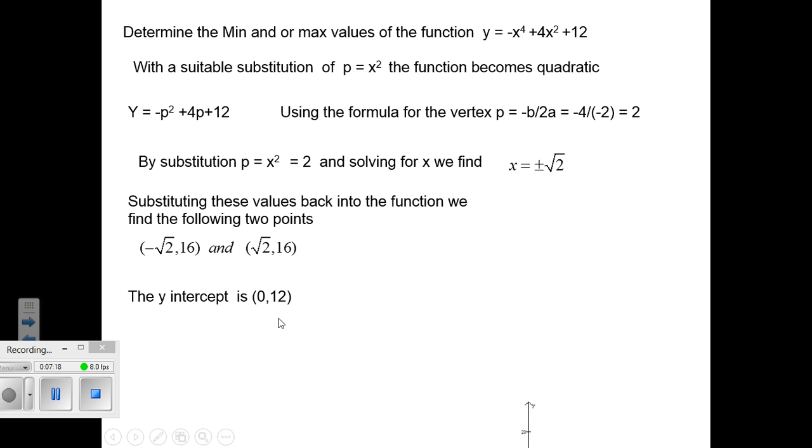The y-intercept is 12, and look at the graph. Here it is. Here's the y-intercept. Here's the radical 2, 16. Here's the negative radical 2, 16. We already know, at least we should recall, that this function had symmetry just by the even powers of x. We temporarily treated it quadratically so we could find out that the vertex in terms of p was at 2. But back substitution of p being x squared being 2 means that x is actually going to be the root of that, which again is going to give us these 2 points.